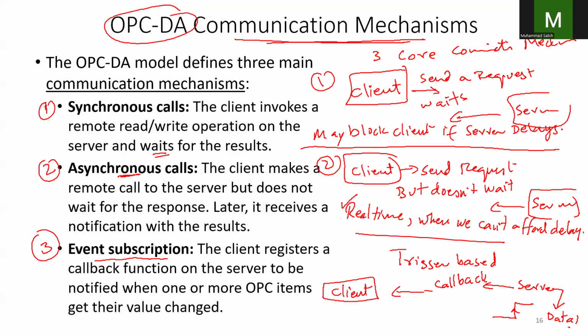Because the client has an event subscription, when the data changes, the event will trigger a callback to inform the client. So this is efficient, because it avoids polling and gives real-time updates.